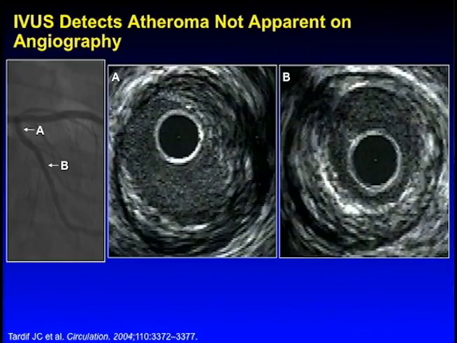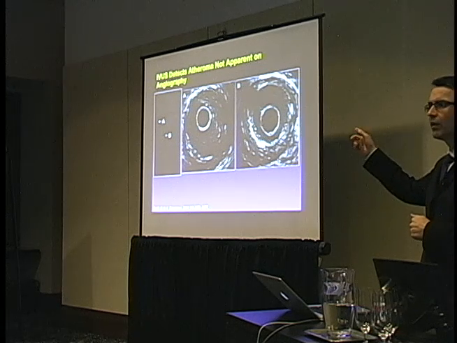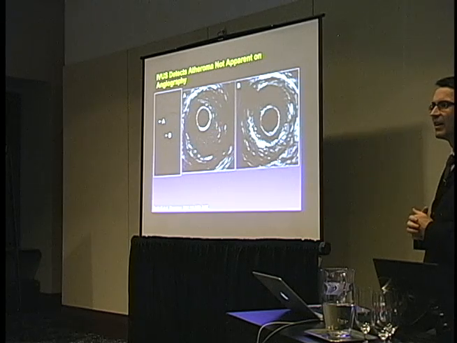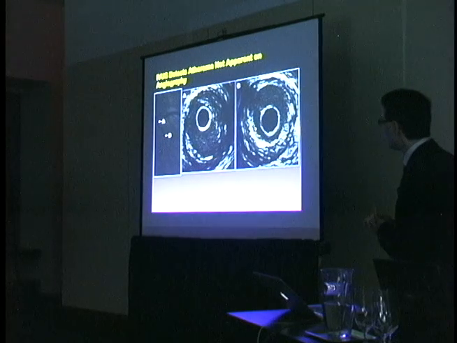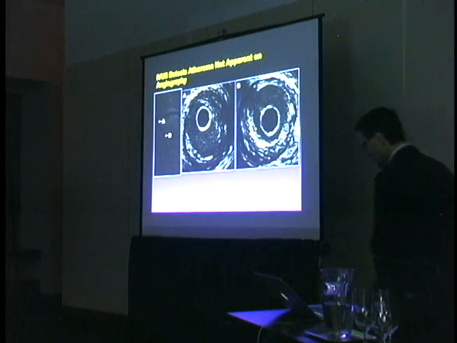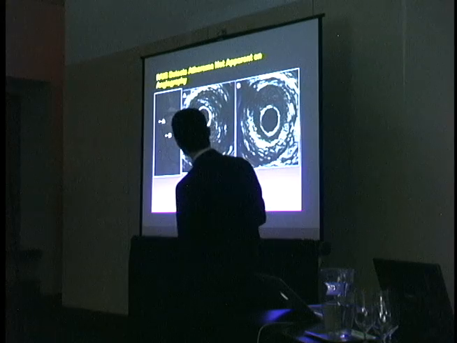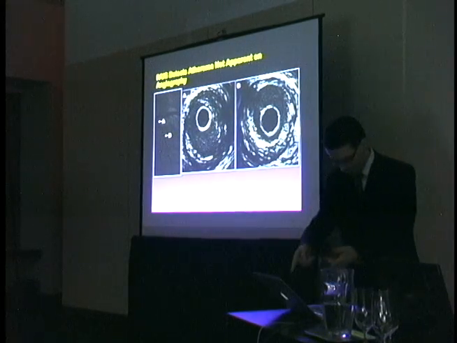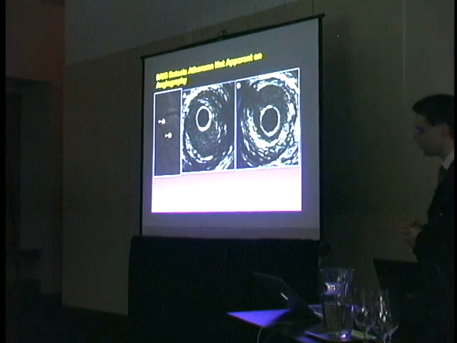So IVUS detects atheroma that is not apparent on angiography. You can see on the, can you turn off the light? I can't. I just don't understand how the light switch is working. So we need central black. Okay, good. Actually, it's really a shame. I understand what the other speakers were saying. The images look beautiful here and they look terrible there.